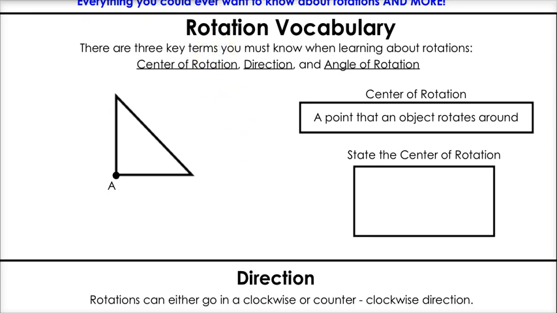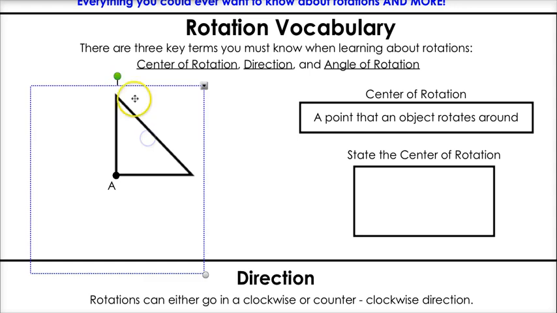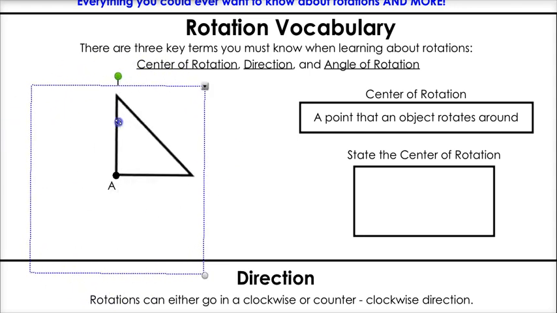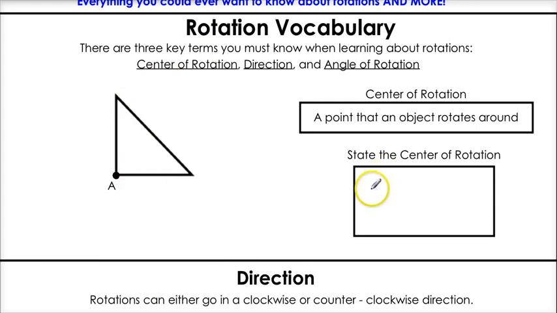Let's break it down. To do a rotation, you need to know these three elements. The first thing you need to know is where the center of rotation is. The center of rotation is the point that an object rotates around. Think of a wheel on a car, it rotates around the middle part. So you always have to rotate around something. In this example, we are rotating around point A, so our center of rotation is point A.